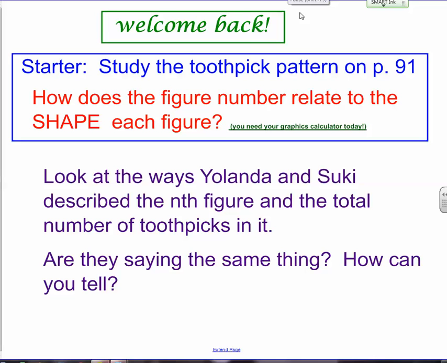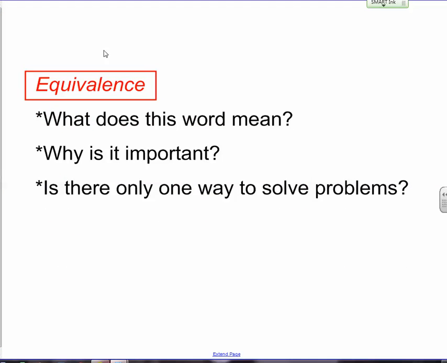We began class today by you guys looking at the toothpick pattern on page 91, and you had to find how the figure number related to the shape of each figure, and you did a great job with that. And then we looked at the ways that Yolanda and Suki described the nth figure and the total number of toothpicks in it to see if they were saying the same thing, which led us to equivalence.